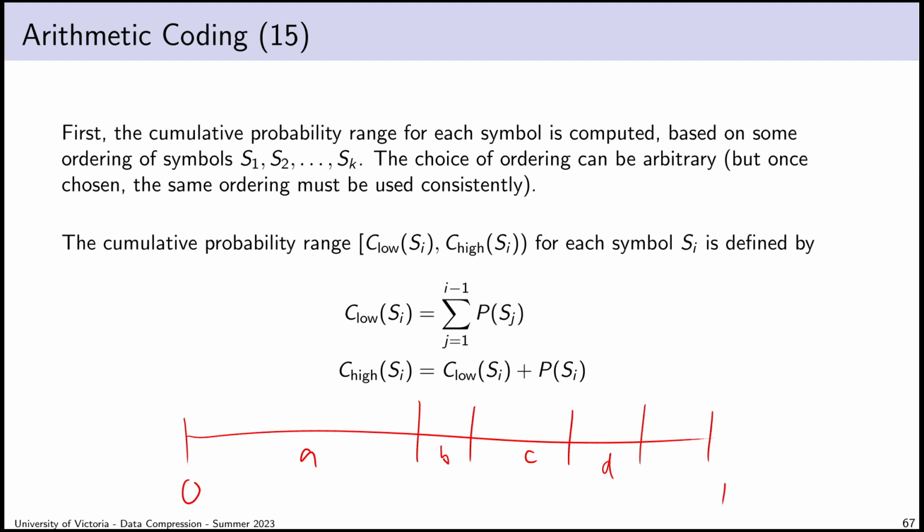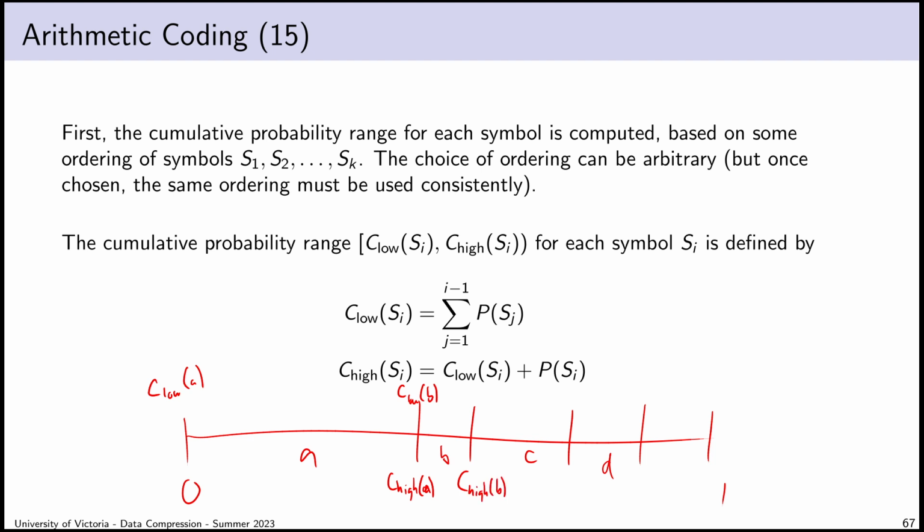And so on. So what I'll do is I will denote the beginning of each symbol's range by C low. So C low of A would be 0 because A is the first symbol. And this would be C low of B. And notice how C low of a particular symbol is always going to be the top of the range of the symbol before it. So I'll also define C high. So C high of A is the end of the range for A. And C high of B is the end of the range for B.